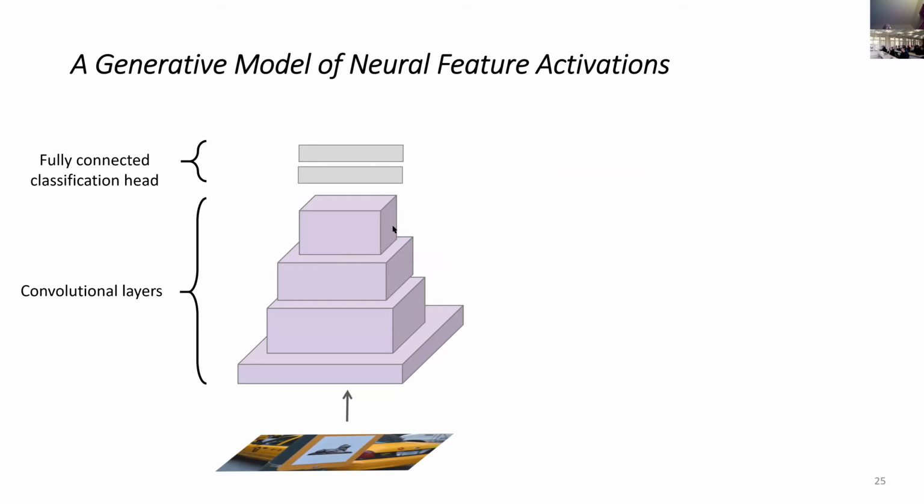Now, here is the idea of what we did. Here is a standard deep network. You have input, you have a series of layers, and these are convolutional layers which extract features, and then you have a fully connected classification head at the top.